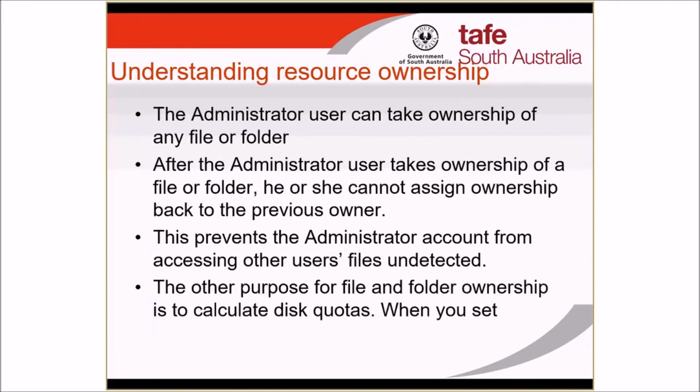The administrator can take ownership of the file or folder. After the administrator takes ownership of the file or folder, he or she cannot assign the ownership back to the previous owner. Okay. Once they've taken ownership, it's theirs until someone else takes ownership. This prevents the administrator's account from accessing a user's files undetected. So if I was an administrator, I might be locked out from someone's personal files. Because I've got full control to the file system, I could take ownership and get access. But once I do that, I can't give it back. So now the person knows that I've actually gotten access. Okay. So just because you're an administrator and you can, doesn't mean you should. That's what it's protecting against.